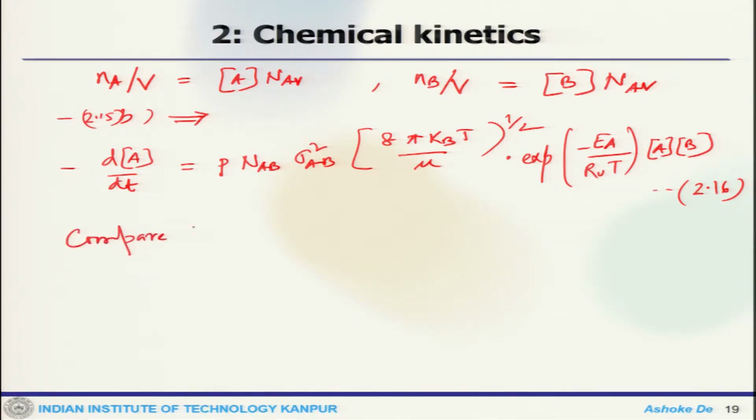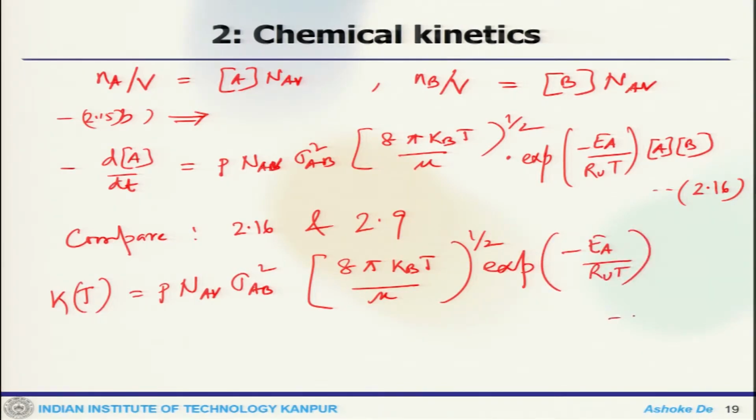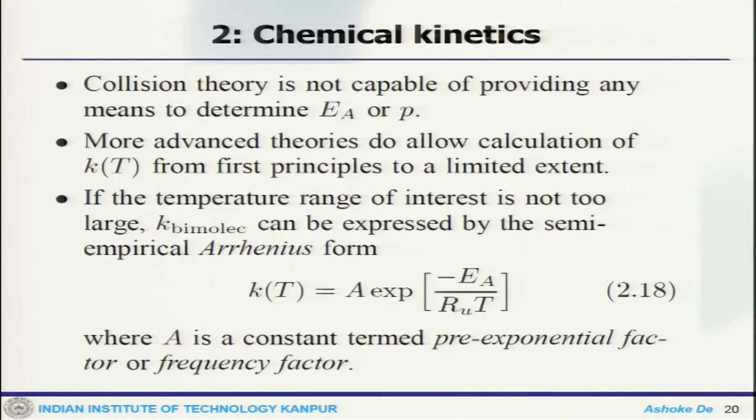So, if you compare 2.16 and 2.9, what you get is kT equals P NAV sigma AB square 8 pi kBT by mu to the power half exponential of minus EA by RUT. So, by comparing, you can find out the reaction rate coefficient.